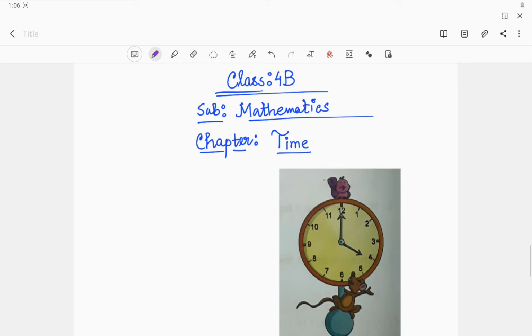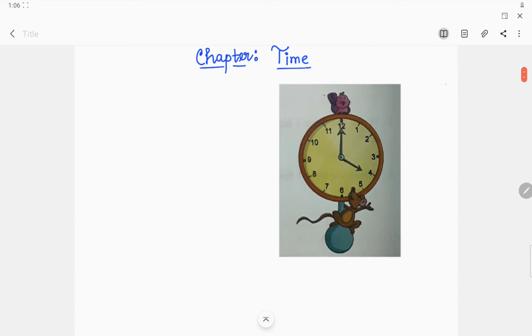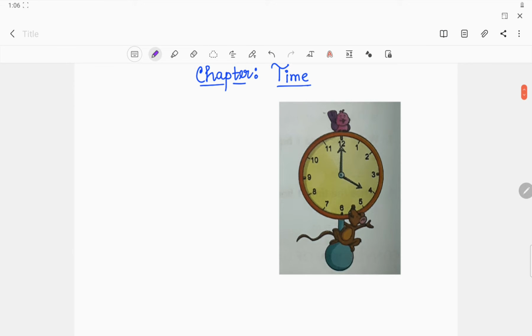So let's start. I have given a picture of a clock and it is showing 4, right? 4. Is it PM or AM? If I write PM, then the time will be afternoon. If I write AM, it will be showing morning.